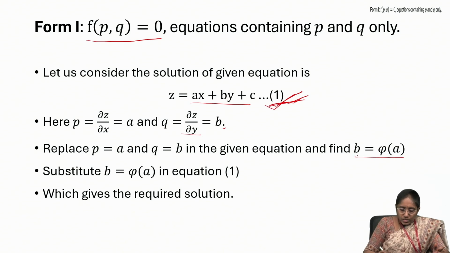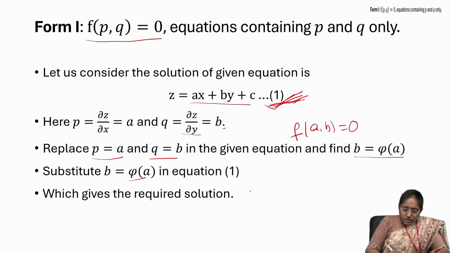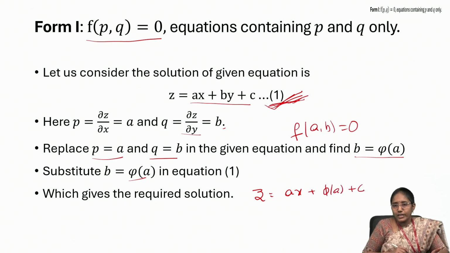Now substitute p equals a and q equals b in the given partial differential equation. Then you will get the relation between a and b, that is, function of a comma b equals 0. Then find the b value in terms of a and substitute that b value in the solution which we considered, that is z equals ax plus by plus c. Then you will get the required solution as z equals ax plus function of a into y plus c. This is our required solution.